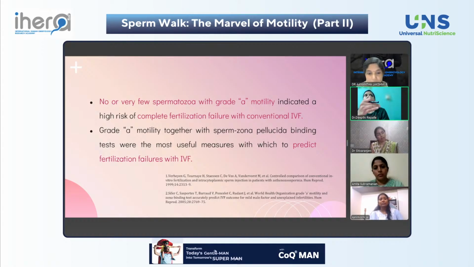We also need to see the count and morphology. If the motility is poor and the morphology is also poor, then I definitely suggest they go for ICSI. If the morphology is still good, sometimes we go ahead with sperm preparation, see the total motile fraction, and then decide whether to go with IUI or IVF.